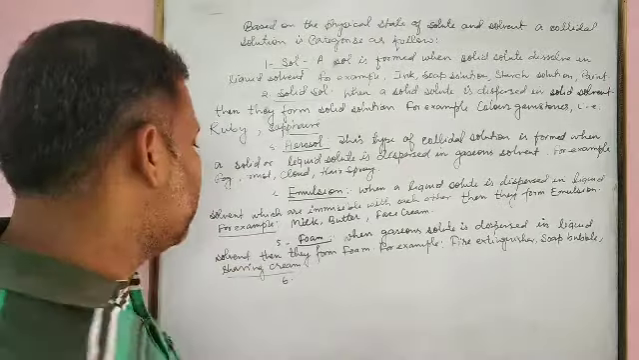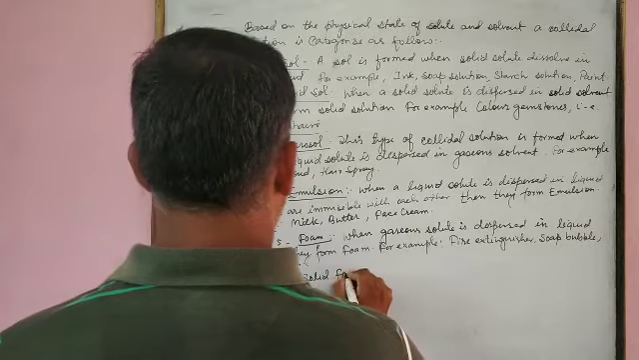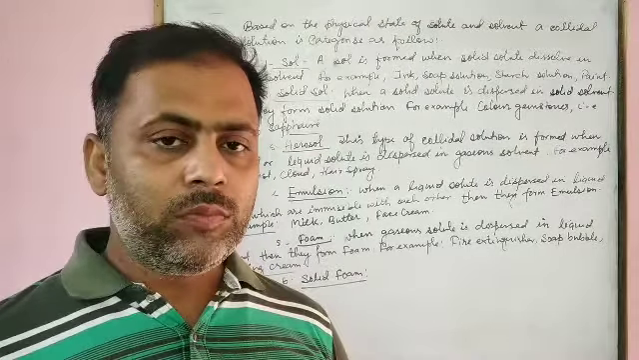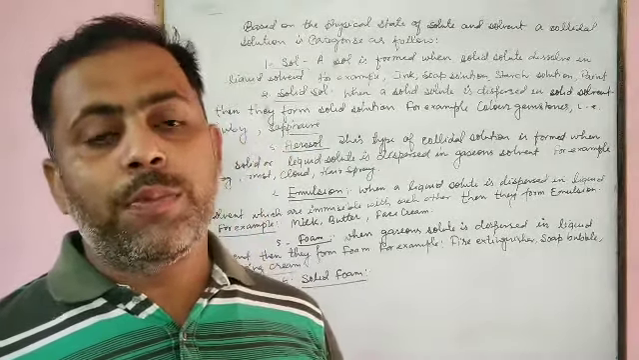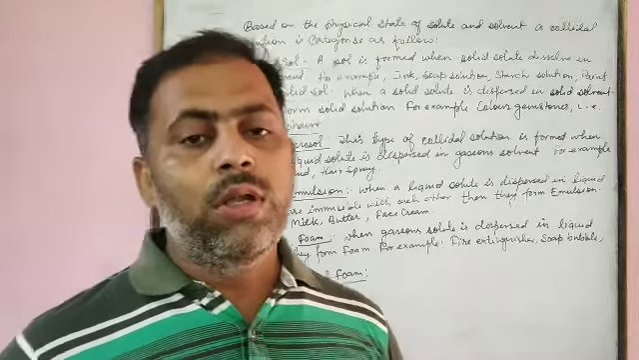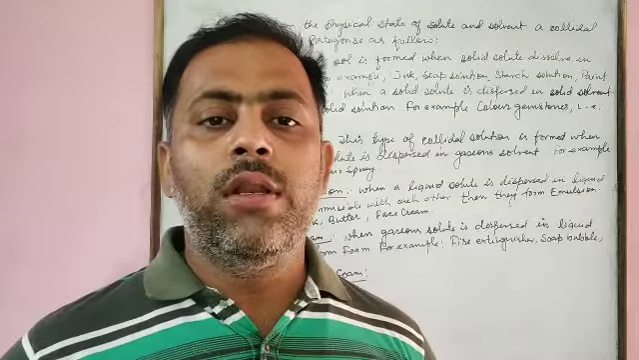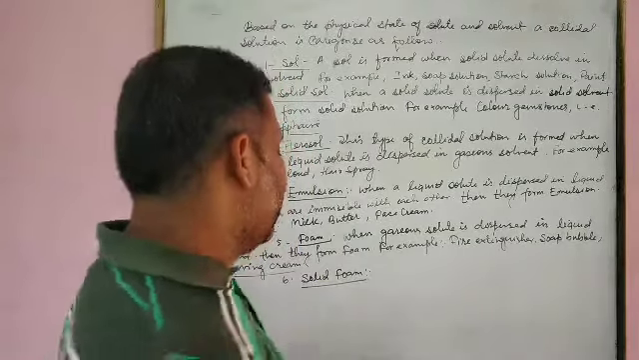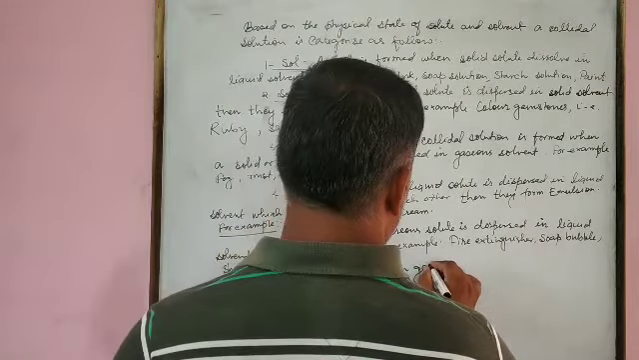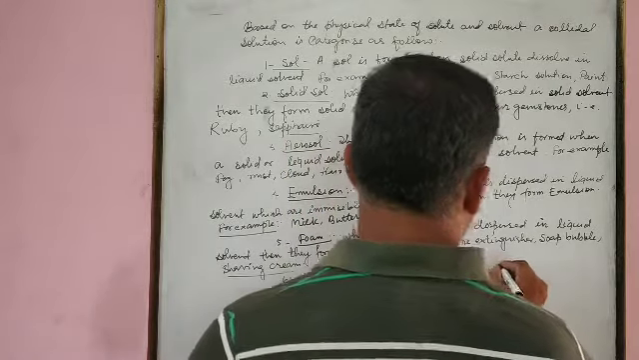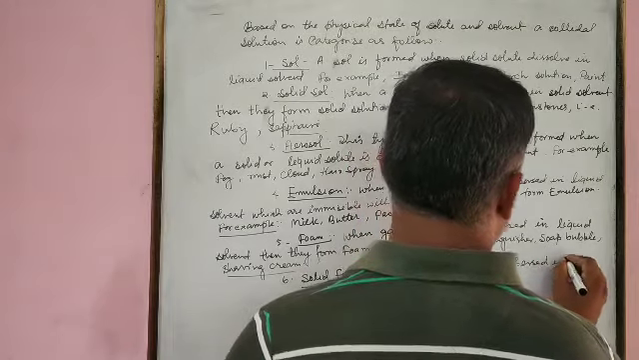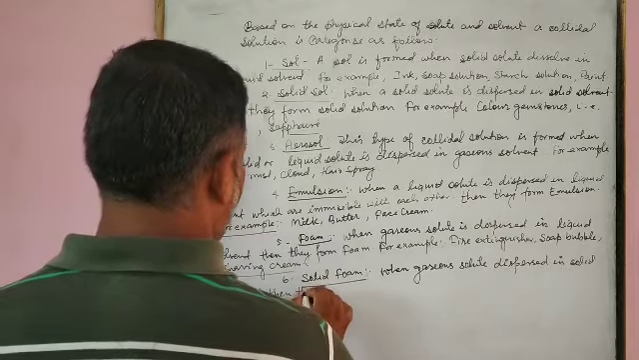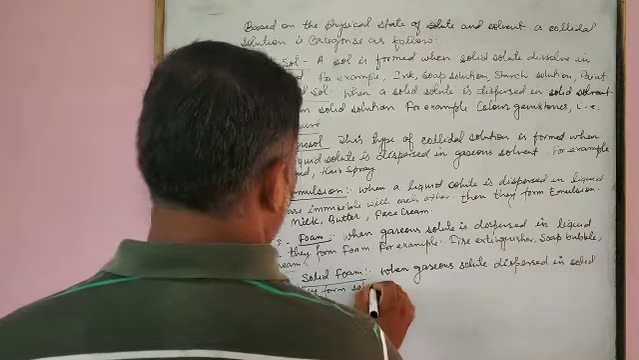Solid foams are formed. For example, we have bread and sponge. We know in case of bread, a gas is dispersed in solid. When a gas solute is dispersed in solid solvent, as we have bread which we eat in our daily life, and the sponge which is used in sofas and beds, these are the example of solid foam. It means when gaseous solute is dispersed in solid solvent, then they form solid foam.